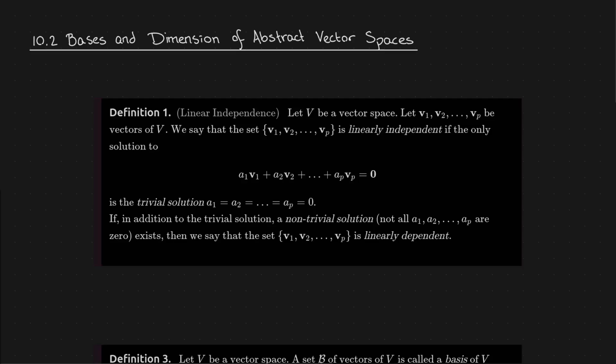In this section, we're going to discuss ideas that should be familiar. Concepts like linear independence and basis and dimension. We discussed these when we were discussing traditional vector spaces. When we talk about them in this context, we'll be talking about them in terms of abstract vector spaces, but the definitions and the theorems are going to be unchanged.